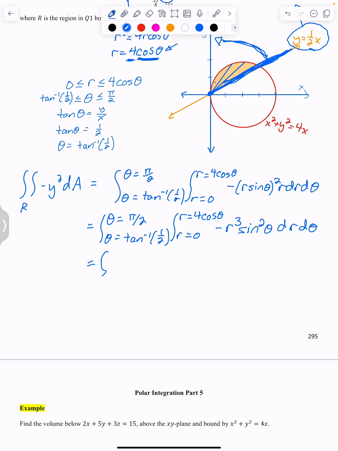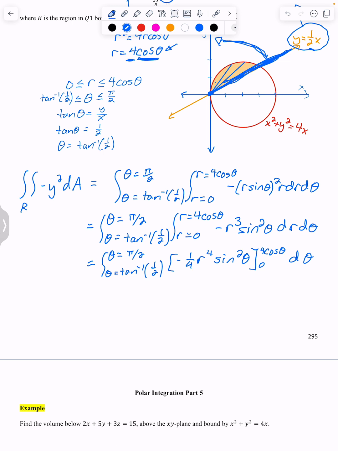So I get theta from arctan 1/2 up to theta pi over 2. And then I'm going to go ahead and integrate this. This is going to be negative 1 over 4 r to the 4th sine squared theta. And I'm running that from 0 to r equals 4 cosine theta, d theta.